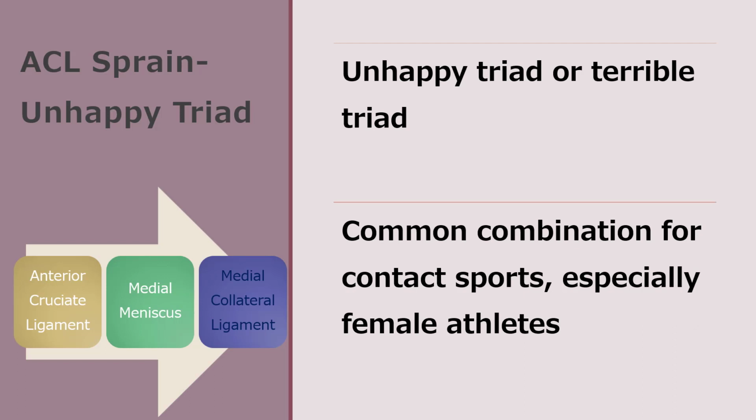ACL sprain and the unhappy triad. The unhappy triad is also known as the terrible triad. This is a complete or partial tear of the anterior cruciate ligament, medial collateral ligament, and the medial meniscus all at the same time, resulting from one single knee injury.